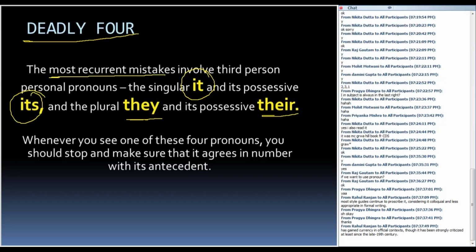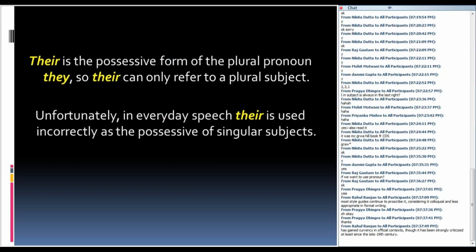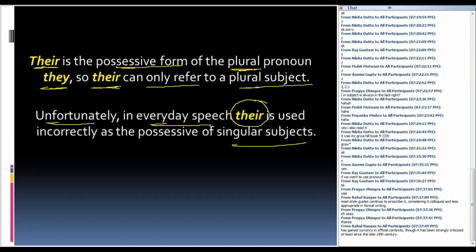Now remember, very quickly, let us take a look. Remember that the pronoun their is the possessive form. It is the possessive form of they and it is plural. Because it is plural, their can only refer to a plural subject. But the problem is that unfortunately in everyday speech, we use the word their for singular subjects also. But even though many people use it for singular subjects, it's wrong.